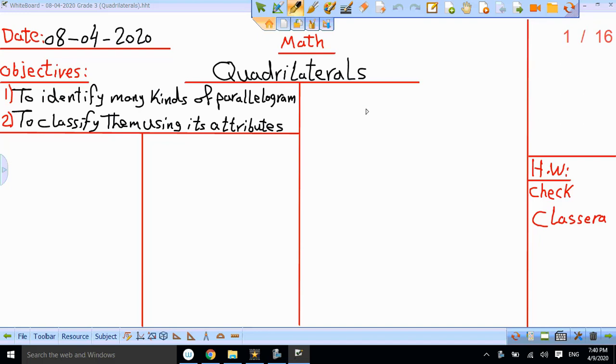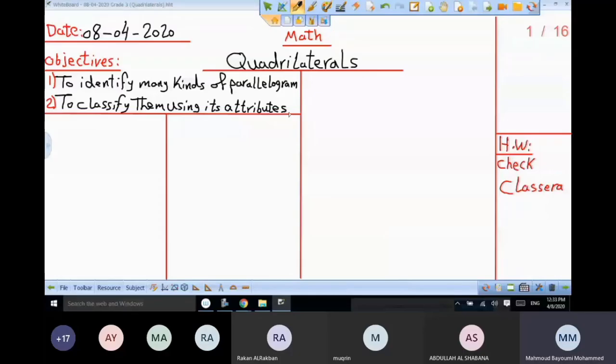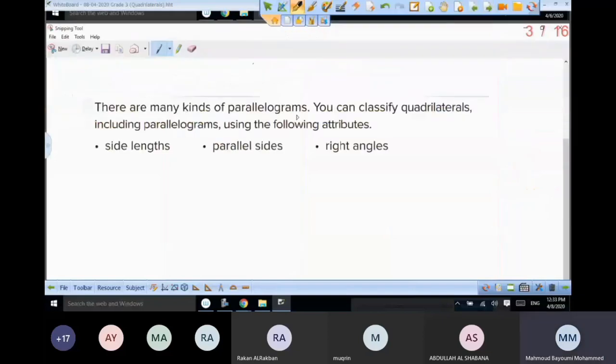Hello everyone. Our lesson today is quadrilaterals. Our objectives are to identify many kinds of parallelograms and to classify them using their attributes. So, first, there are many kinds of parallelograms. You can classify quadrilaterals, including parallelograms, using the following attributes.